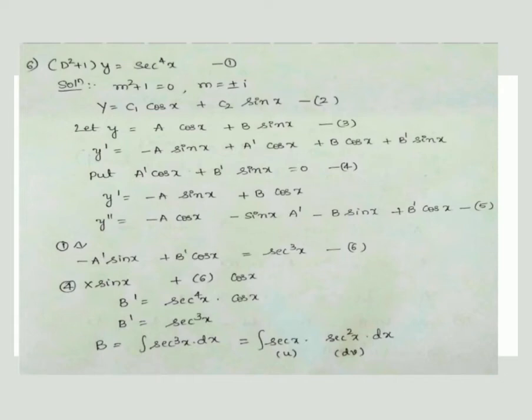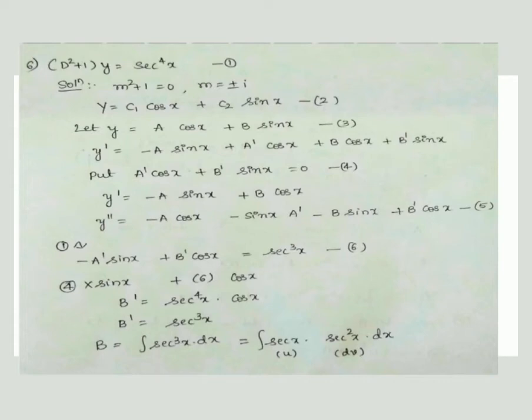So first, what we have to do is find the auxiliary equation, that is m square plus 1 is equal to 0. So therefore the roots are m is equal to plus or minus i. Same process. So therefore the complementary function is c1 cos x plus c2 sin x. So what we can consider the particular integral as now, that is a cos x plus b sin x.